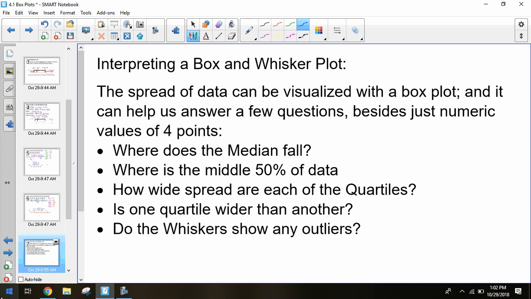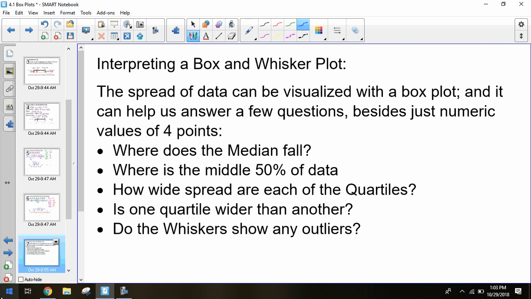So once again, the box plot shows the data spread. It helps us visualize what the spread of the data is, and it can help us answer a few questions. It's more than just looking at the numeric values. What is the median? What is the lower quartile? What is the upper quartile? Those are important numbers to know, but our box plot helps us visualize data besides just looking at those values. So for example, it helps us figure out where the median is from your minimum to your maximum value. Is it closer to your minimum? Is it closer to your maximum?